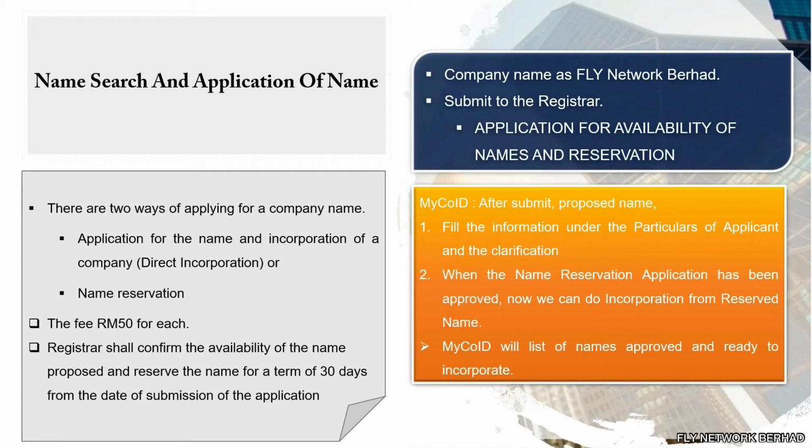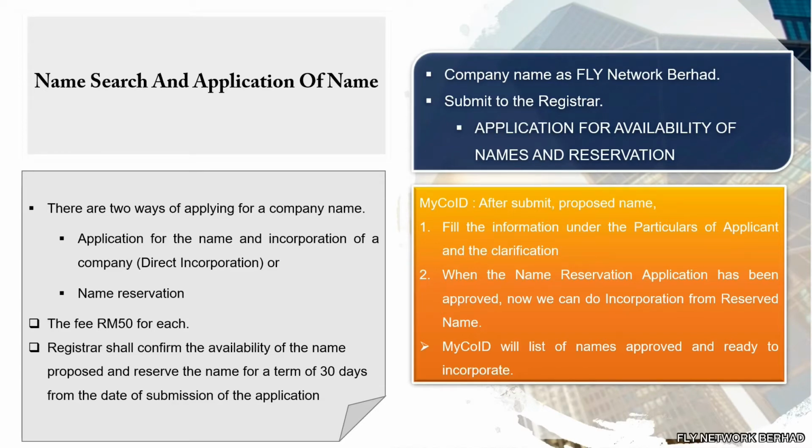There are 2 ways of applying for a company name. Firstly, application for the name and incorporation of a company, or secondly, the name reservation. As we are first time to set up the company, so we will apply for the name reservation. We would like to propose our company name as FL1 Network Berhad.